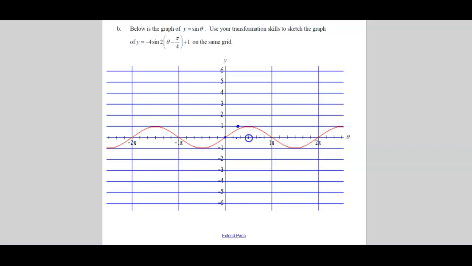Then let's do it for this point here. That's a maximum, right? So now that y value is 1. I stretch it, it becomes 4. Horizontally stretched, it's going to be half, right? So half of pi is pi over 4. Then reflect it, it's negative 4. Then to the right pi over 4, and up 1.